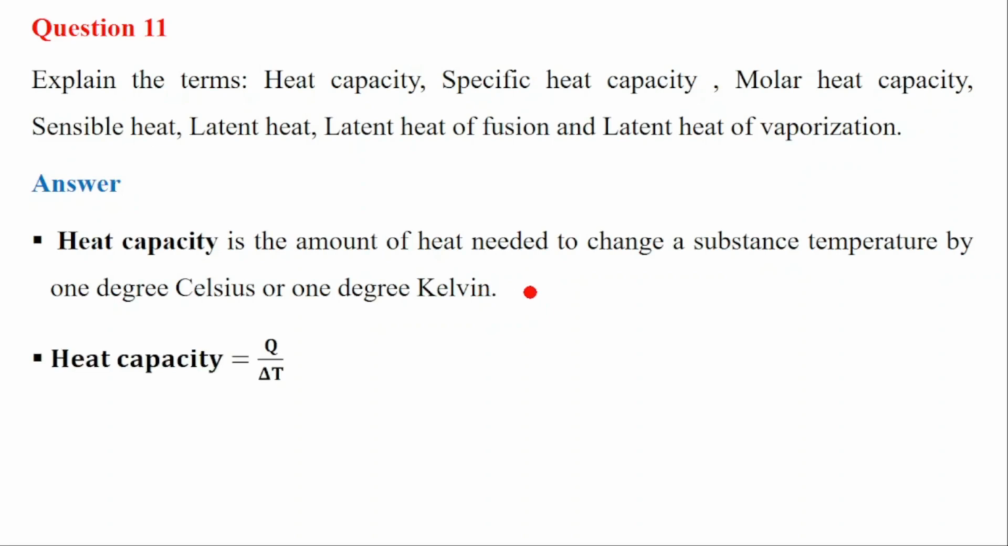How is it calculated? The heat capacity is calculated by taking the heat divided by the change in temperature. So from this formula, we can calculate the heat. That means that the heat is equal to the heat capacity times the change in temperature. When you have the heat capacity, you can calculate the heat, and whenever you have the heat, you can calculate the heat capacity.